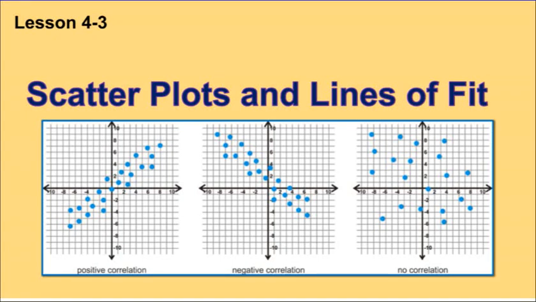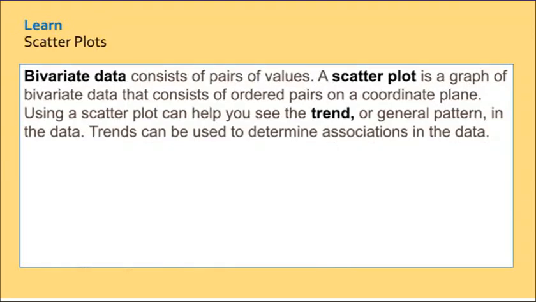Lesson 4-3, scatter plots and lines of fit. So when we're working with scatter plots, we're looking at data, and you're collecting data. One kind of data is bivariate data, which just means you have two variables involved. Bivariate data consists of pairs of values, and these pairs of values are going to be ordered pairs.